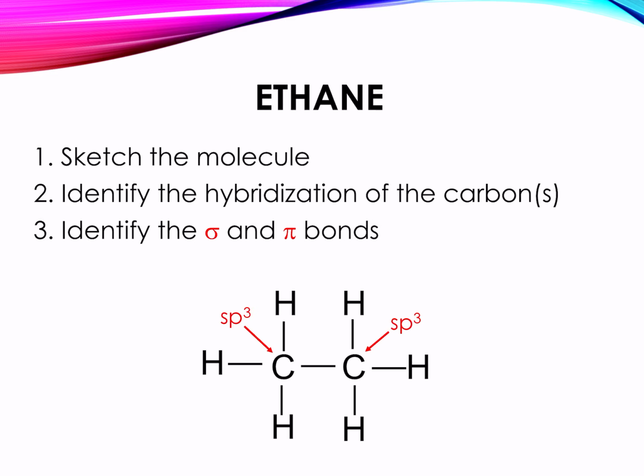And then it says identify the sigma and pi bonds. There are no double bonds whatsoever in this molecule. There are no triple bonds whatsoever in this molecule. So that means that all of these bonds are sigma bonds.